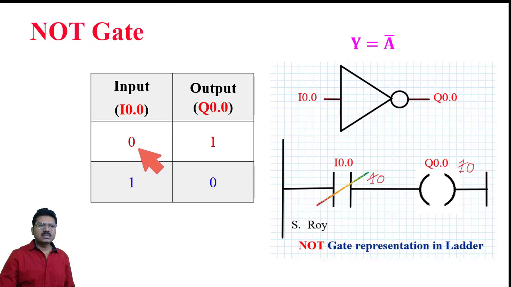Means when the field signal was 0, output was 1. When the field signal was 1, output was 0. So this acts just like a NOT gate. A normally closed contact acts just like an inverter. It just inverts the logic level signal from the field. If the field signal is 0, the result of the logic operation will be 1. If the field signal is 1, the result of the logic operation here will be 0.